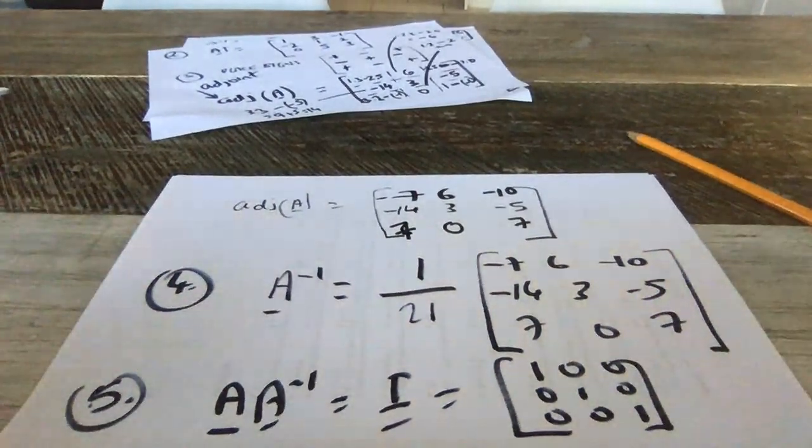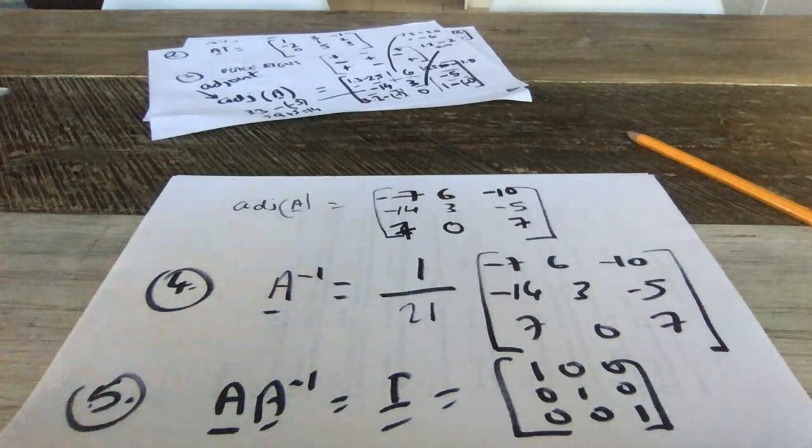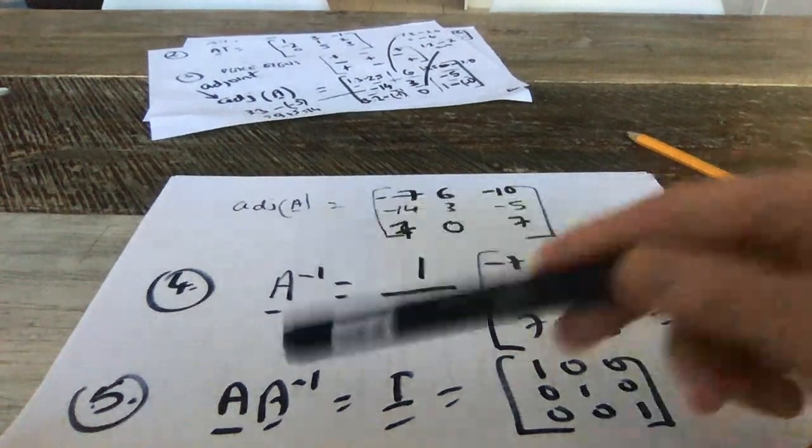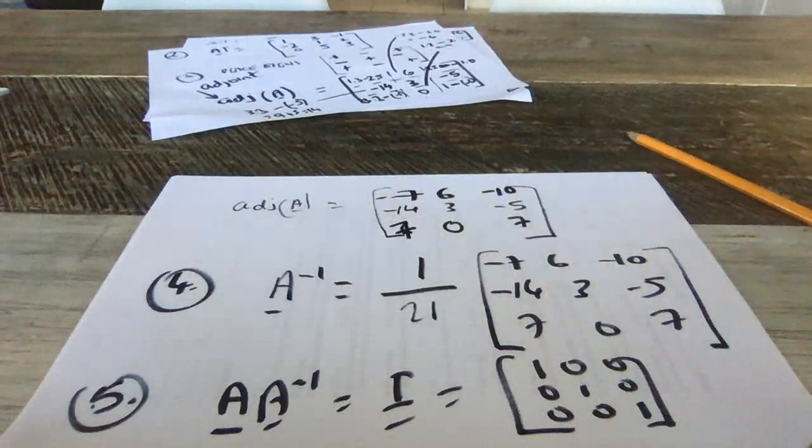Now, because I am old and cranky, I don't have to do it, apparently. I can get away with it. But because you're young and beautiful and not cranky and you're full of hope, you have to do it. That's the way it is, okay? So you must do this step. You must check that your answer gives you the identity matrix when you multiply with the original matrix here, A.